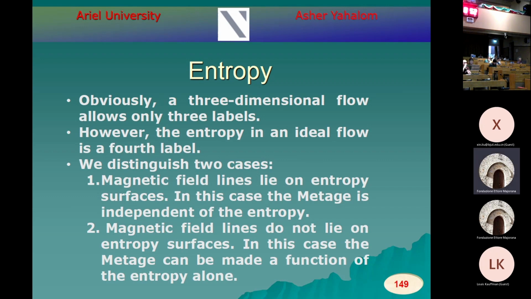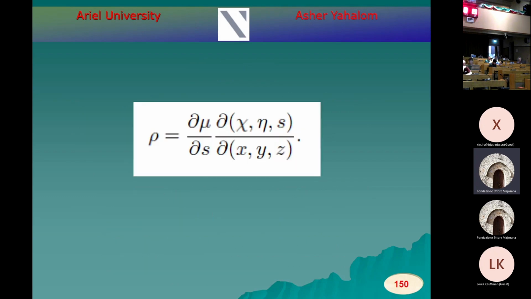Let's talk a little bit about entropy. A three-dimensional flow allows only 3 labels, of course, but entropy in an ideal flow is also kind of a 4th label because it's co-moving. So we have to distinguish between 2 cases. A magnetic field line lies on entropy surfaces. In this case, the METAG is independent of entropy, and magnetic field lines do not lie on entropy surfaces. In this case, METAG can be made to be a function of the entropy alone, and you get something like this.